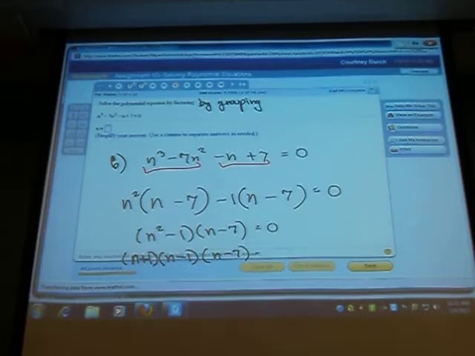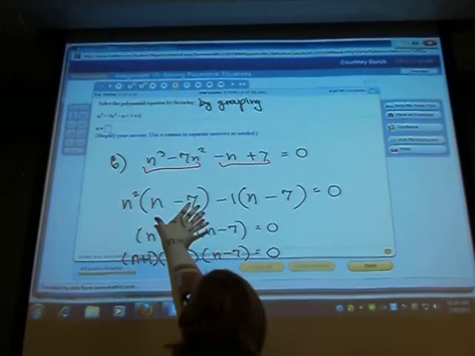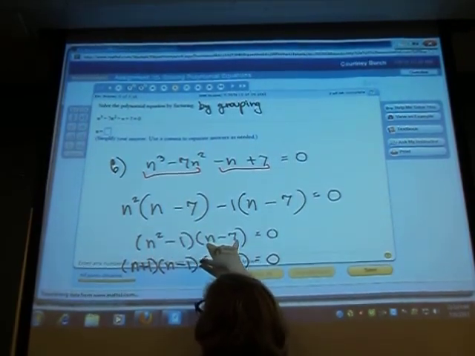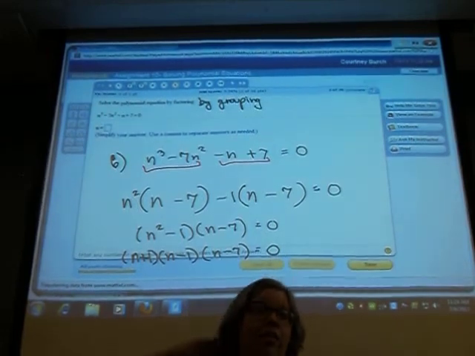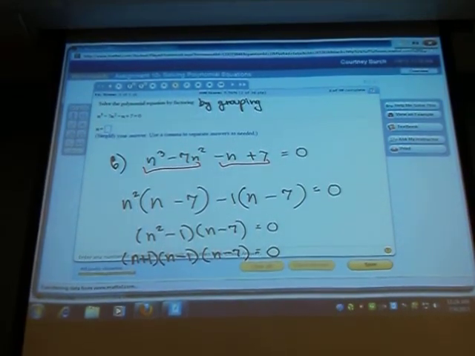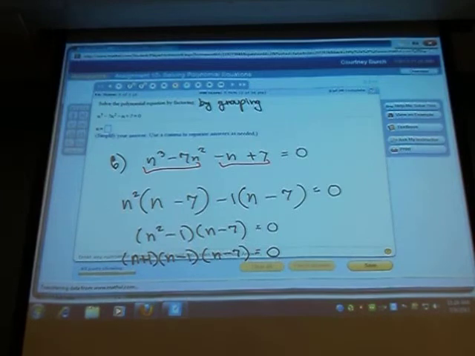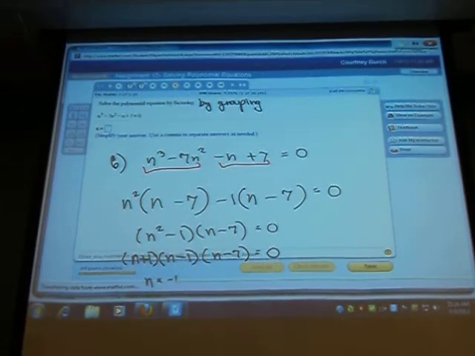So where did our other n minus 7 go? Why did we just get rid of that? Because they're the same, n minus 7 and n minus 7. It's like you're factoring out that whole parentheses. You take it out once, and you're left with what's in front. Do we count that as a double? No, it's only there once. Okay, so my zeros here are going to be negative 1, positive 1, and positive 7.